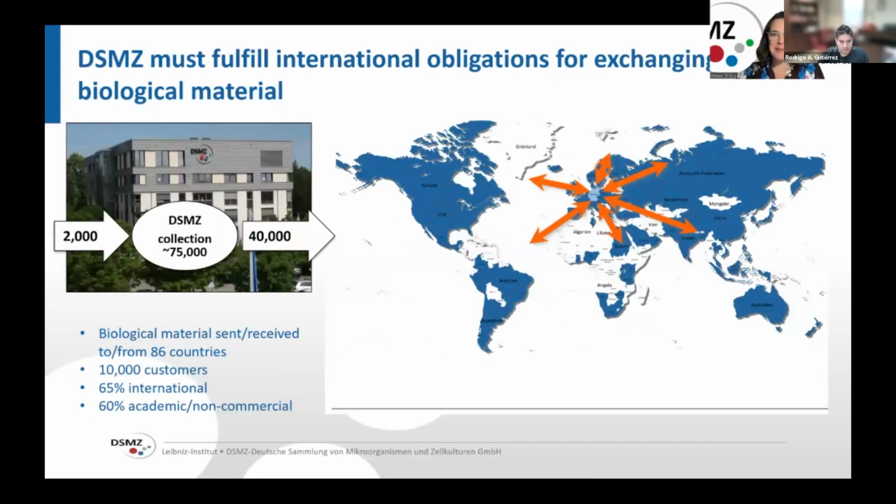Why am I, working at the Leibniz Institute DSMZ, involved in this? That's because we're a very large culture collection, a very large biological resource center, and we have made a commitment to fulfill international obligations on exchanges of biological material. We send material out to around 86 countries. We receive 2,000 deposits a year, and we send out 40,000 things. And because of this presence, we really feel compelled to ensure that the sovereign laws of countries are respected, and we ensure that compliance when things come into our collection and when they're delivered further onwards.